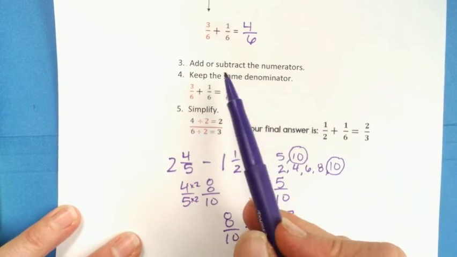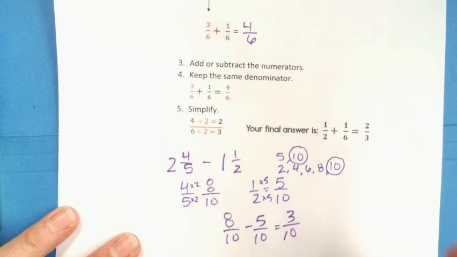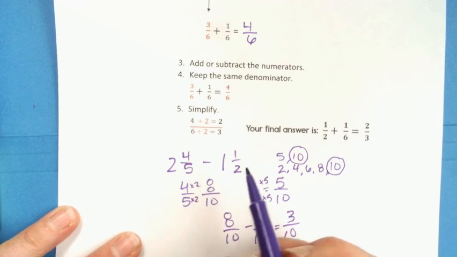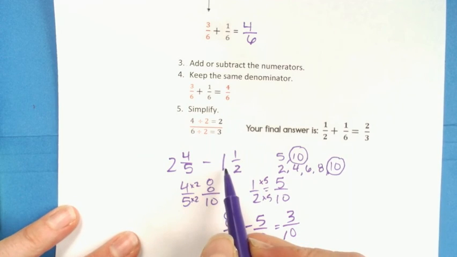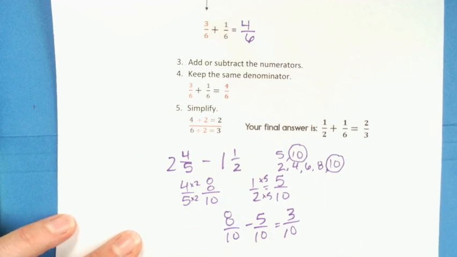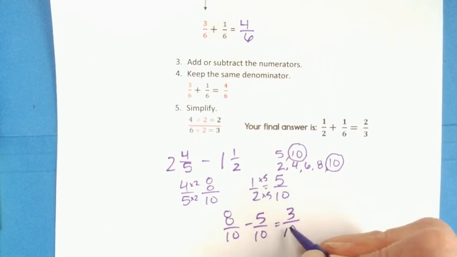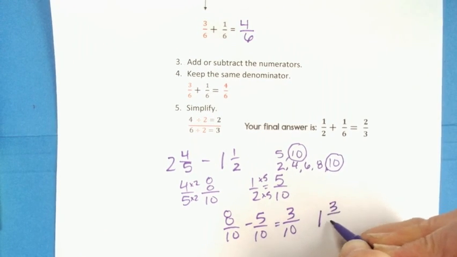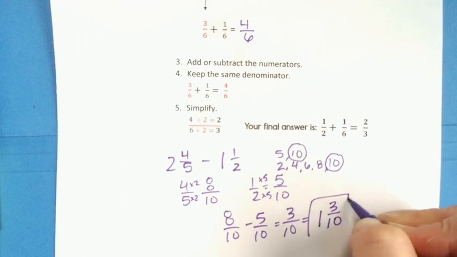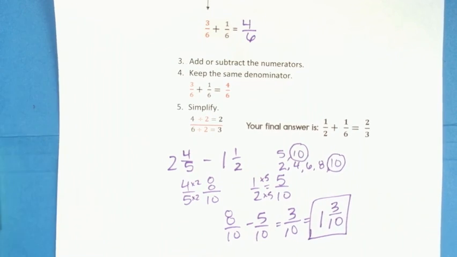So again, we only add or subtract the numerators. The denominator stays the same the whole time, so 3 tenths. For the whole numbers, I can go back to those, and if it's adding, I add them together. If it's subtracting, I subtract them. So 2 minus 1 is 1. So 1 3/10 is my final answer. 1 3/10.